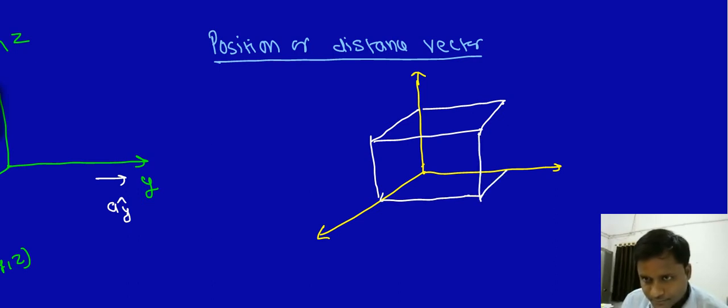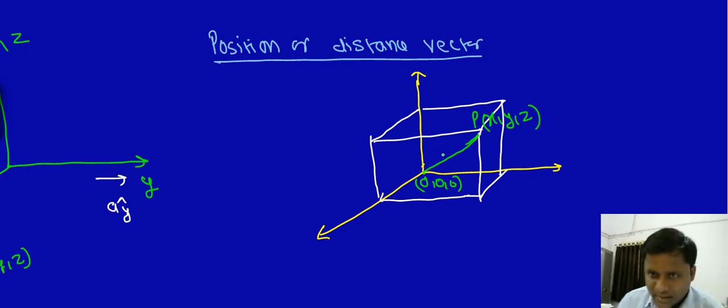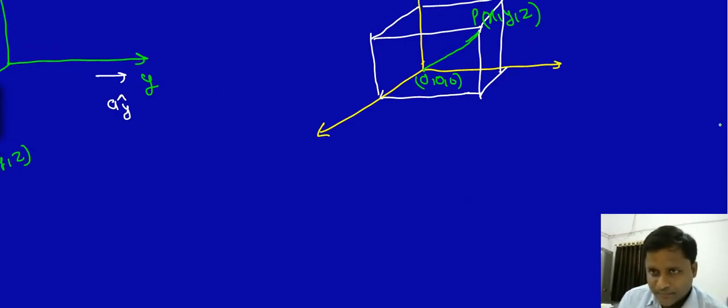It is a very simple concept. Consider a point P which has coordinates x, y, z, and if I want to find the position of this point from the origin which has coordinates 0, 0, 0, then we can just use the formula. It is very simple.